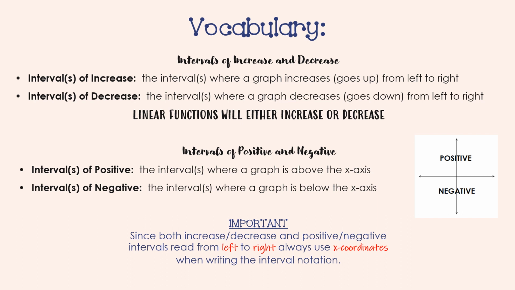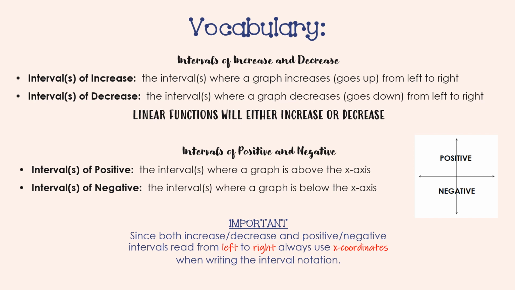Some more vocabulary is increase, decrease, positive, and negative. And these two are probably the hardest. They often get confused. The good thing is on linear, increase and decrease is pretty easy. Increase means to go up, decrease means to go down. We always look left to right. So if you're looking from left to right, a line will go up or it will go down. It will do one or the other. It will not do both. So one of those intervals is going to be negative infinity to positive infinity because it's going to be going left forever and right forever.